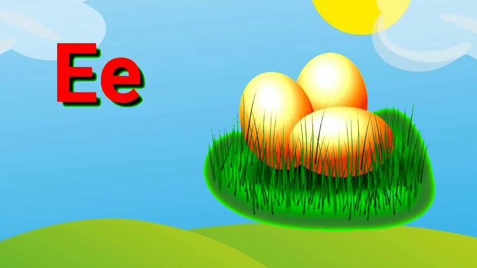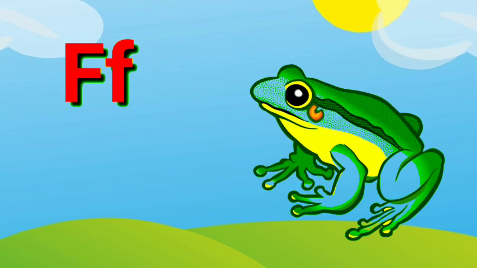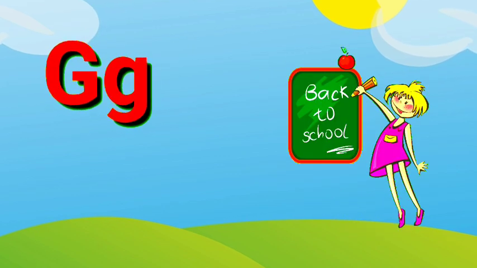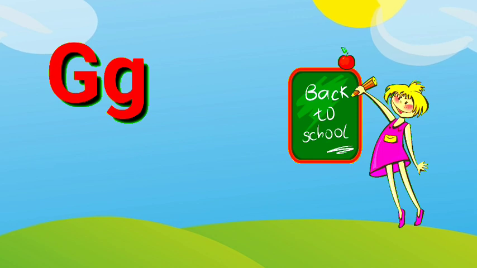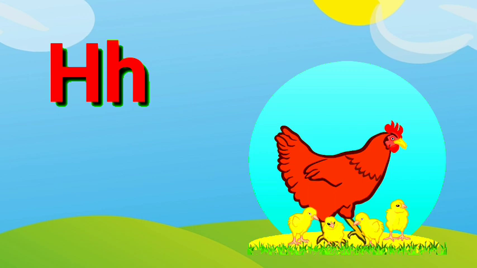E. E for egg. Egg means anda. F. F for frog. Frog means mendak. G. G for girl. Girl means ladki. H. H for hen. Hen means murgi.